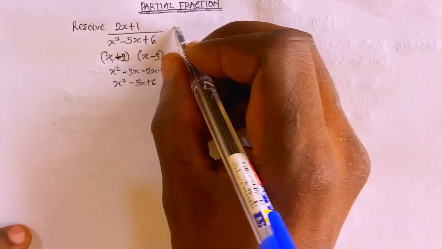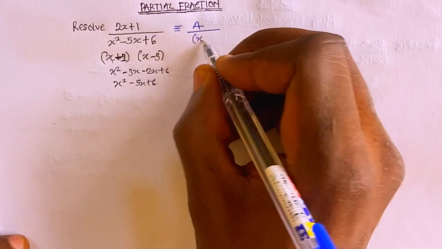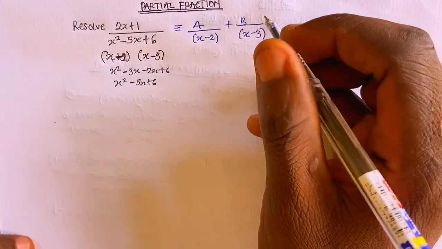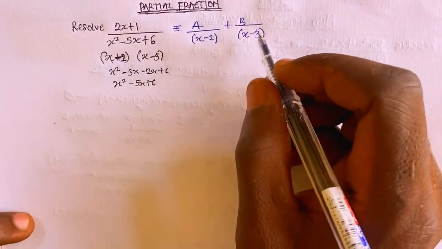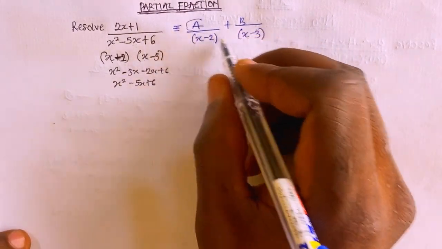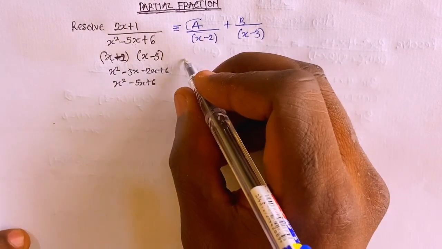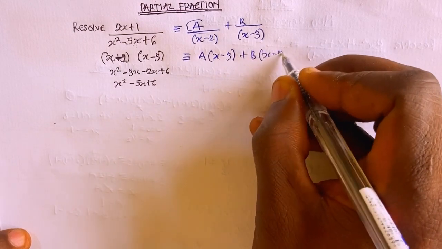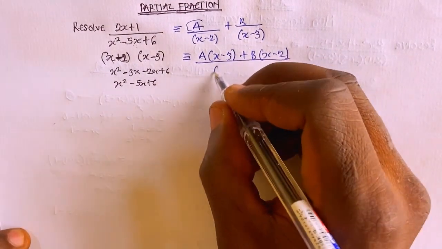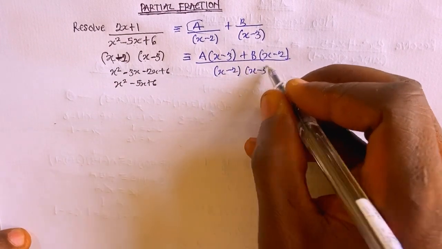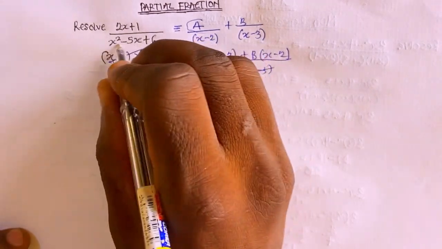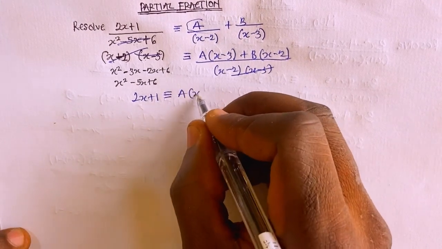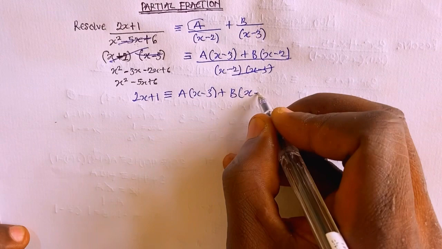So now this is equivalent to A over (x minus 2) plus B over (x minus 3). After that, we find the LCM, or we just multiply everything by the factors. So I have this equivalent to A into bracket (x minus 3) plus B into bracket (x minus 2), divided by (x minus 2)(x minus 3), which means these factors cancel out. Then I have 2x plus 1 equivalent to A(x minus 3) plus B(x minus 2).